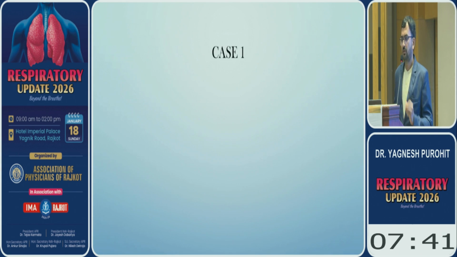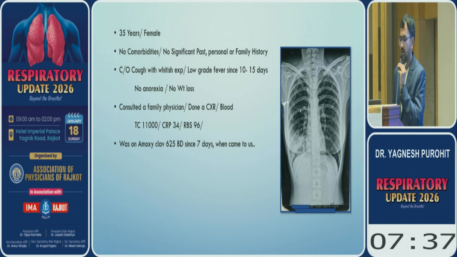Now we'll quickly move towards the cases. Case 1. There was a 35-year-old female having no comorbidities, no significant past history. She presented with a history of cough with expectoration and low-grade fever since 10 to 15 days. No weight loss. She consulted a family physician, who did a chest X-ray which showed a right lower lobe consolidation. Her lab reports showed slightly raised CRP and total counts. She took antibiotics for 7 days and then came to us.